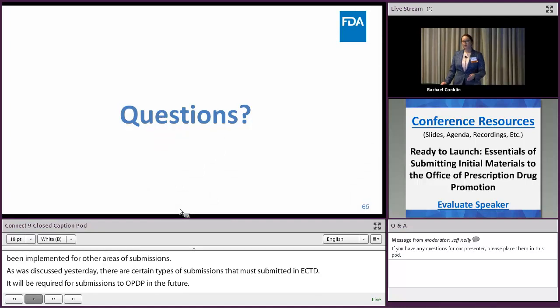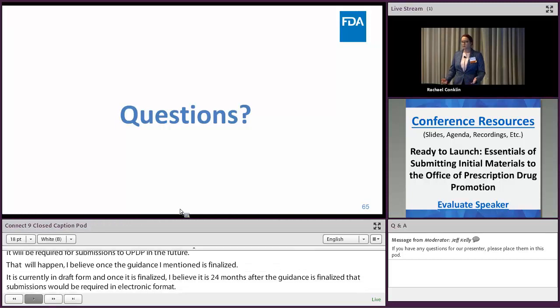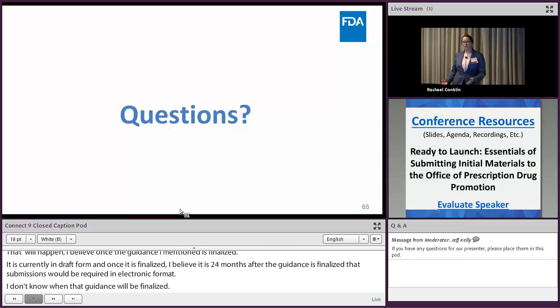And so once that guidance is finalized, I believe it's 24 months after the guidance is finalized that submissions would be required in electronic format. I believe that's the case, but I don't know when that guidance will be finalized. So for the foreseeable future, paper submissions are still permitted. I just personally encourage electronic submissions. It's not required.